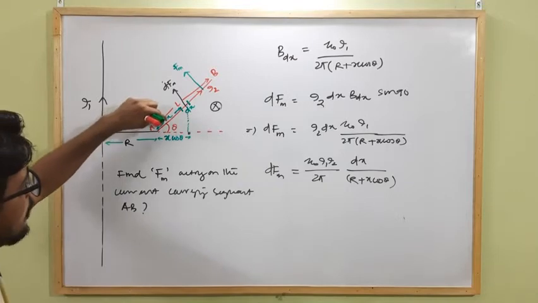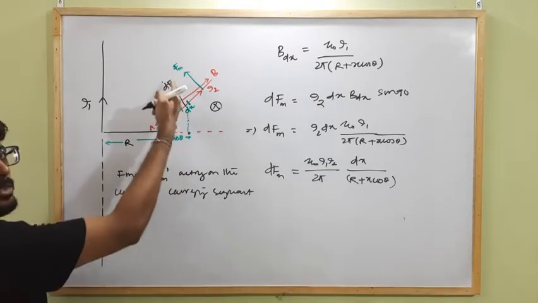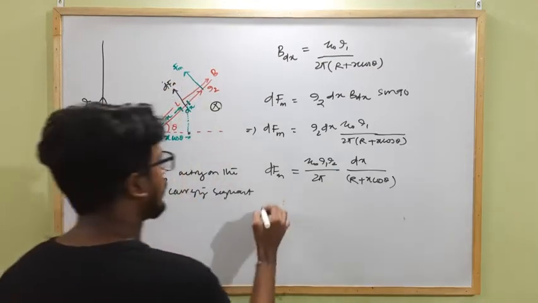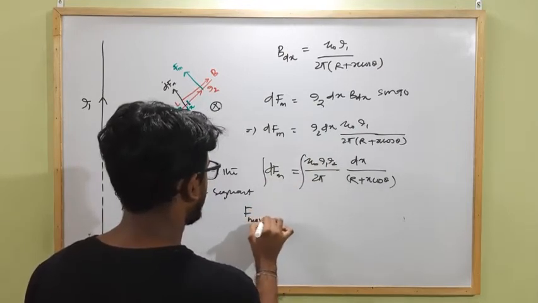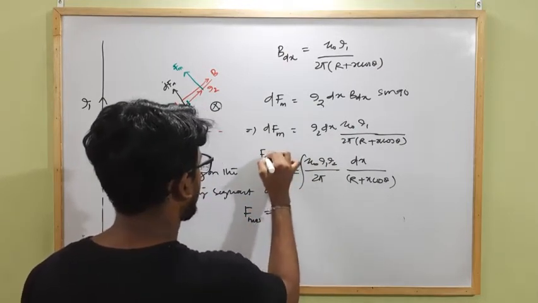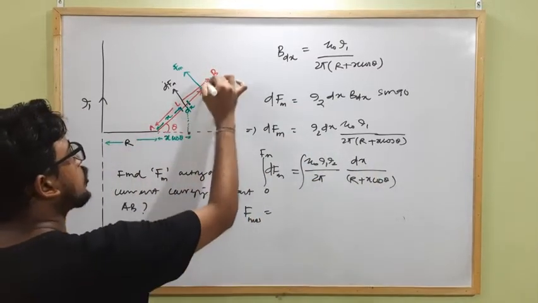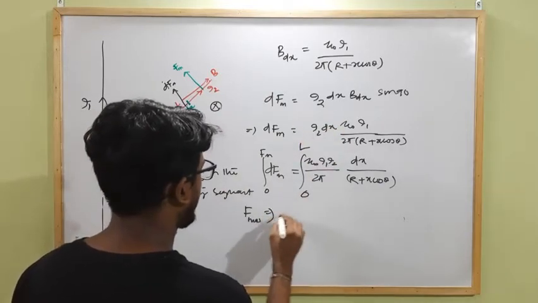Similarly, for each and every small portion, the direction of the magnetic force will be along the same direction. So the net force acting on this segment will be added up. So F net will be how much? By integrating this. So F net equals the integration of this, where x, dx varies from 0 to the complete length L, 0 to L.